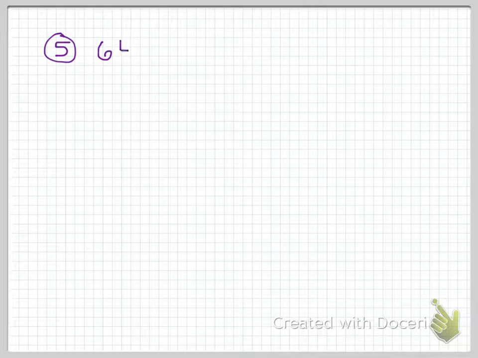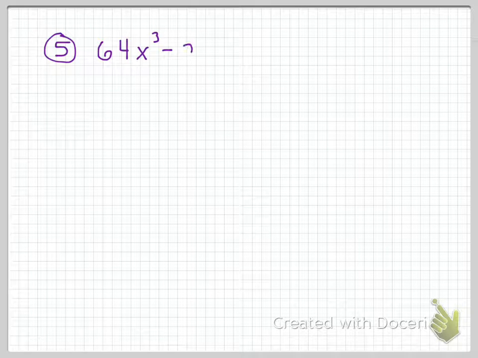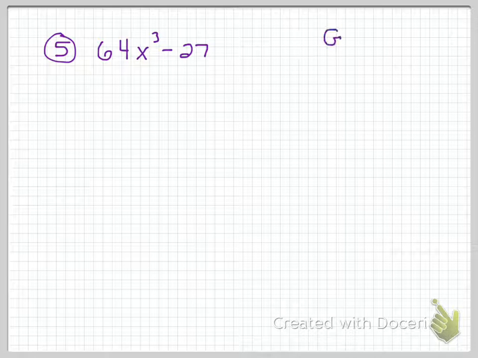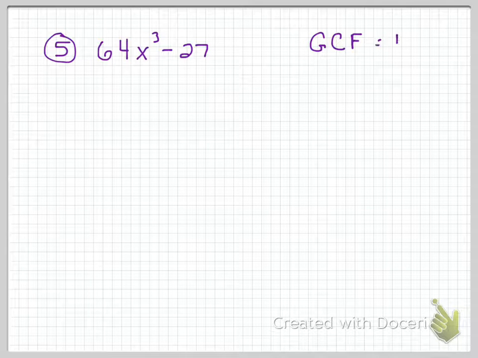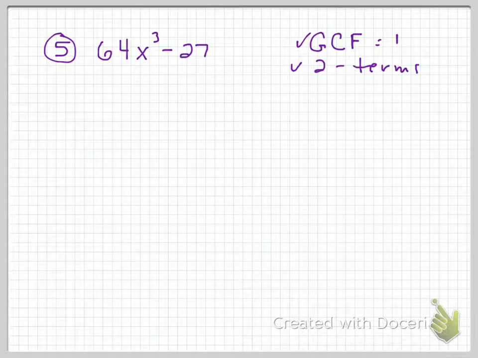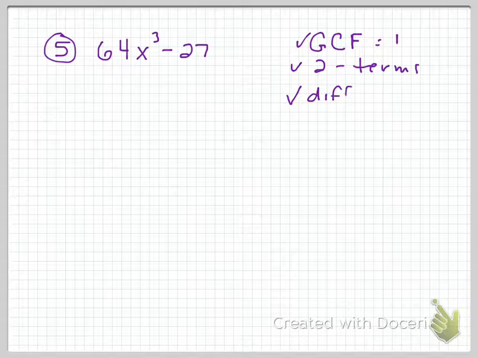Next, problem number 5. Problem 5, we've got 64x cubed minus 27. Now, it's got two terms. We look for a GCF, there is none. GCF is just 1, so we can't do anything with that. Then we notice it's got two terms, so it must be a special one. We notice the 3 up there on the x and the minus sign, so it's a difference of cubes.